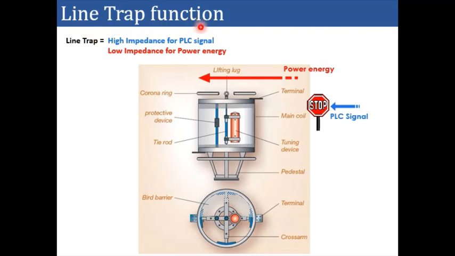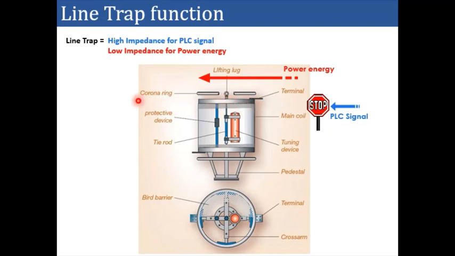Now the line trap. The line trap is designed in such a way that it offers high impedance to the PLC signals and low impedance for the power signals. That's why the high frequency PLC signals will get blocked in the line trap, and the 50 Hz power signal will be bypassed to the substation.